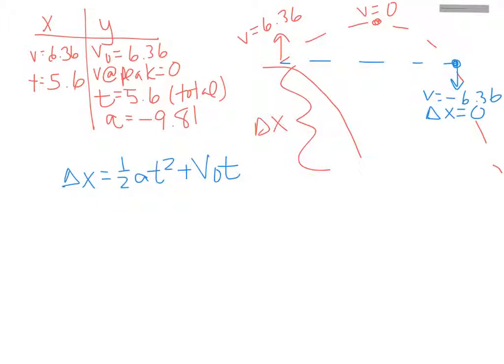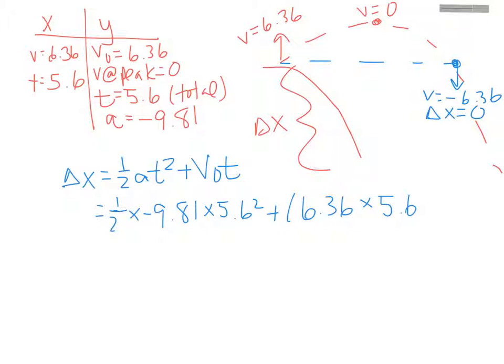And we're going to go from start to finish, and from start to finish, the overall displacement will just be the height of the cliff. So I have delta x is equal to 1/2 times negative 9.81 times the total time from start to finish, 5.6 squared, plus the initial velocity, 6.36 times 5.6. And if we calculate that out, we're going to get a displacement of 118.5 meters.